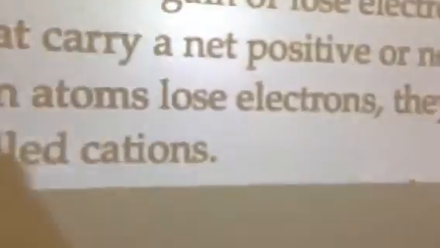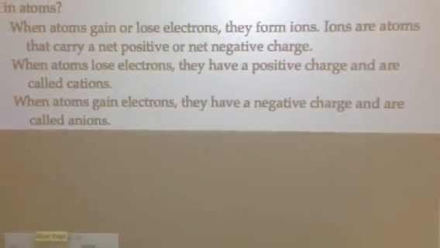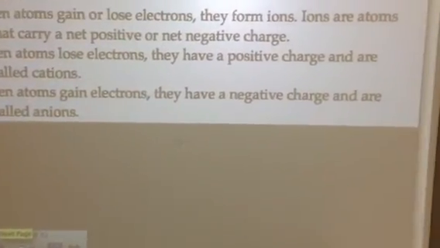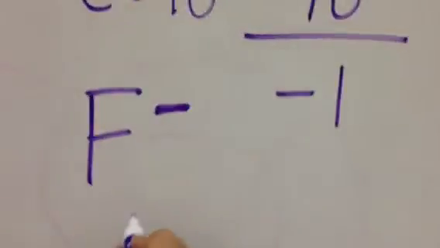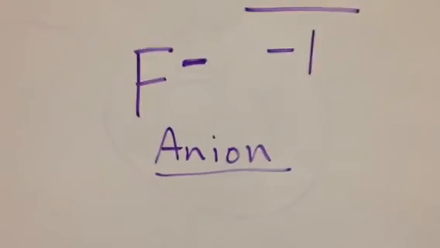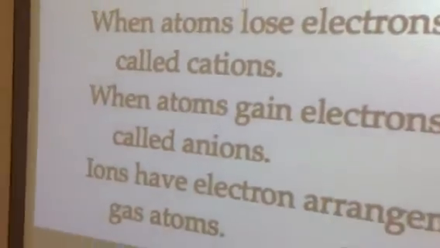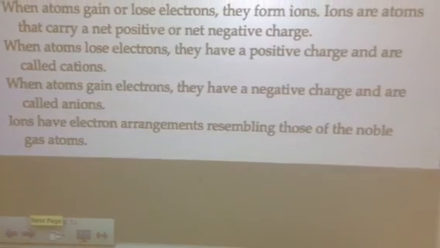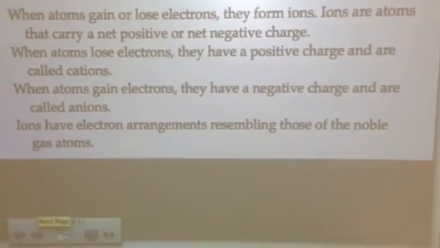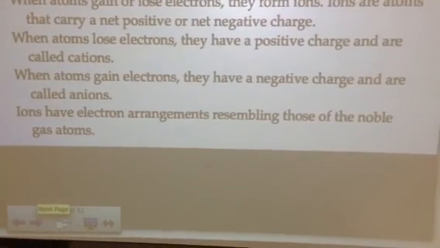And then when atoms gain electrons, they have a negative charge and are called anions. So our fluorine ion over here is called an anion. Okay, and that's just a vocab word regarding what we call negative ions. And then lastly, this idea that ions have electron arrangements resembling those of noble gases. So they're losing electrons or gaining electrons to be like the noble gases.